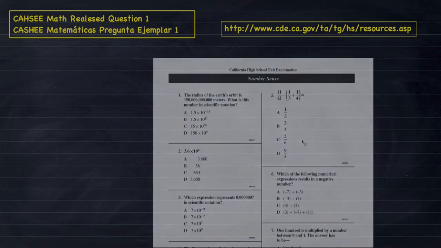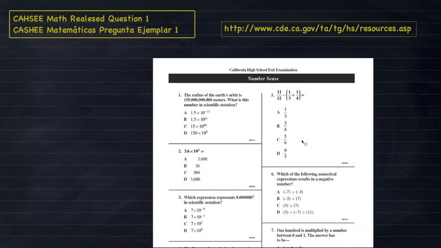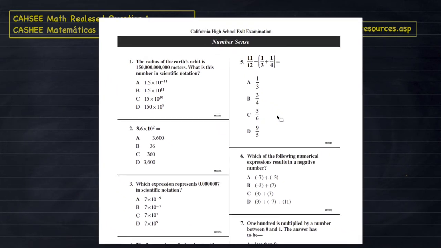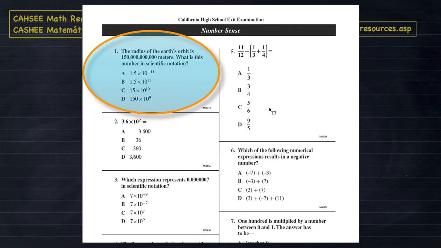The first 3 questions ask the user to convert to and from scientific notation. The first problem reads, the radius of the Earth's orbit is 150 billion meters. What is this number in scientific notation?